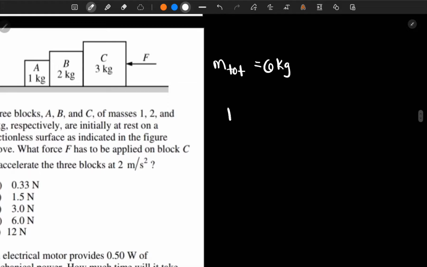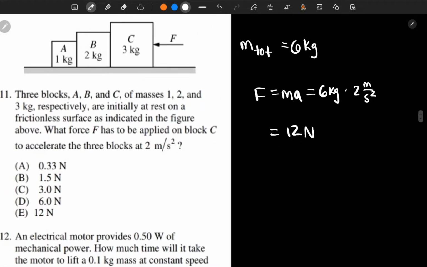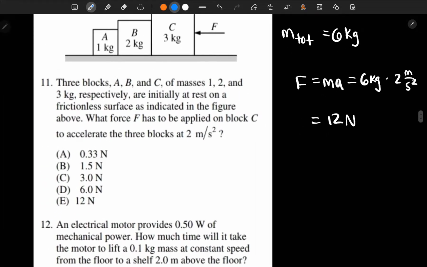Then we wish to find a force F, which is always equal to ma, which accelerates these blocks at 2 meters per second squared. So we already know the total mass, that's 6 kilograms, and we know the desired acceleration, which is 2 meters per second squared. So the force is simply 6 times 2, which is 12 newtons. So the answer here is E.